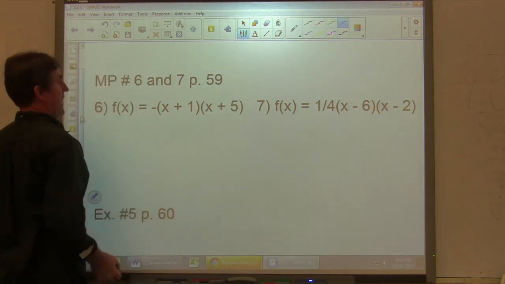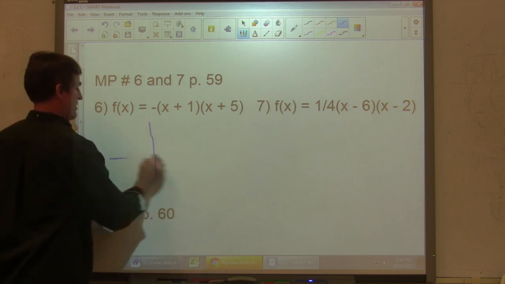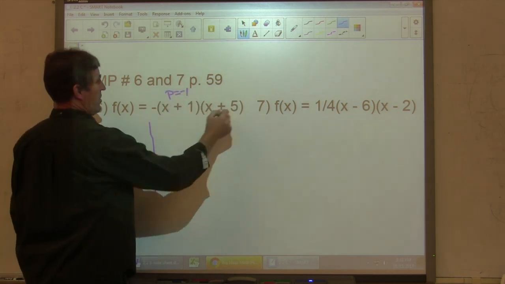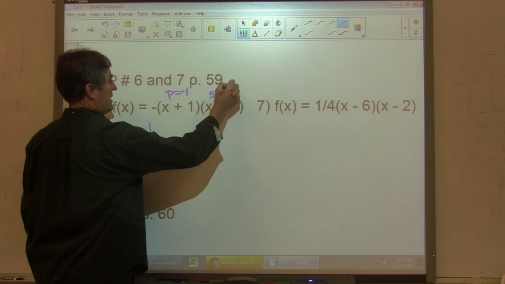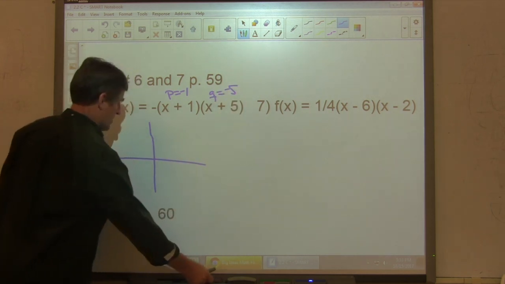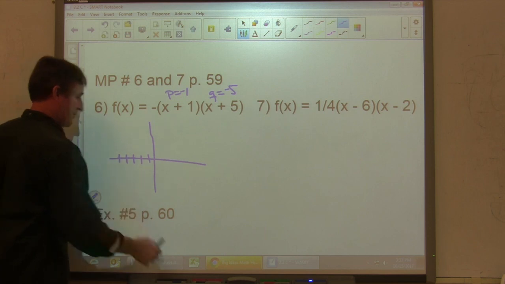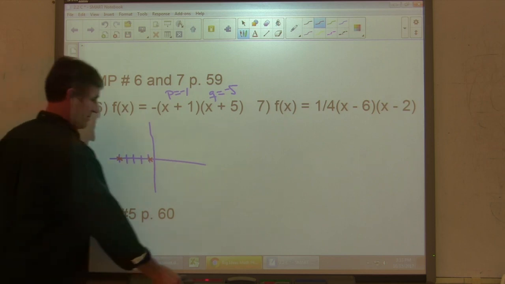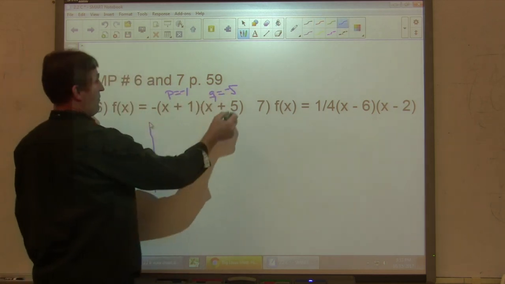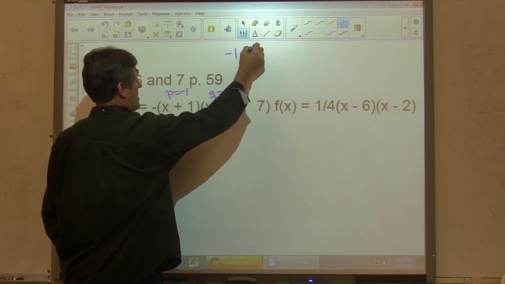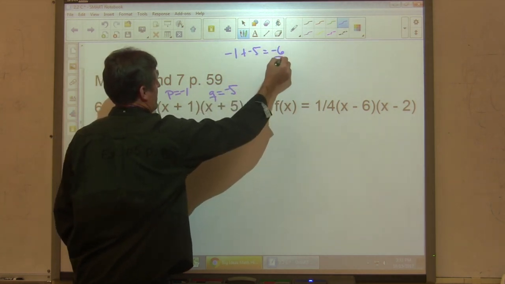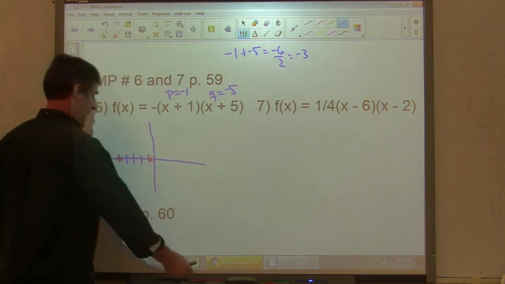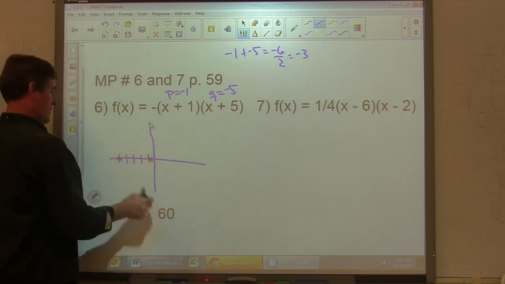So we know on this that our vertex, or our p-value, so our p is -1, our q is -5, opposite what it was. So we know it's going to cross there and there. So now we find the halfway point. So -1 plus -5 is -6. Divide that by 2, and so we get -3. And so now we know that it's halfway between.